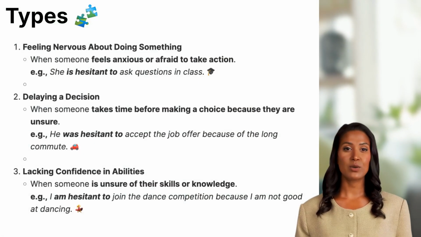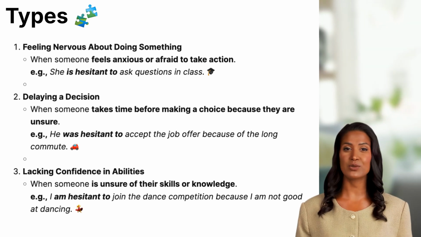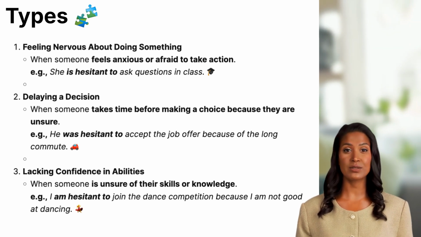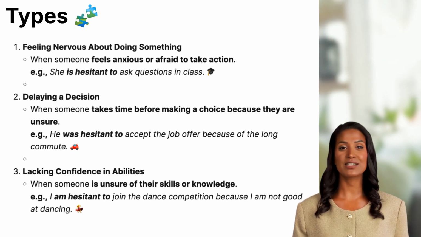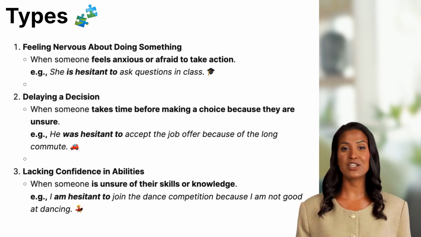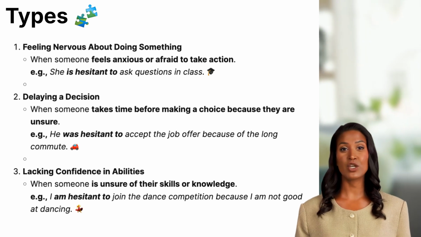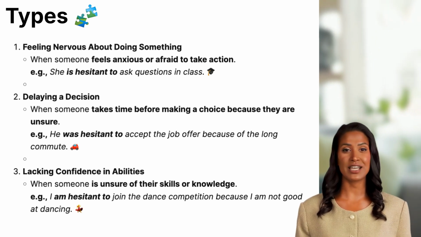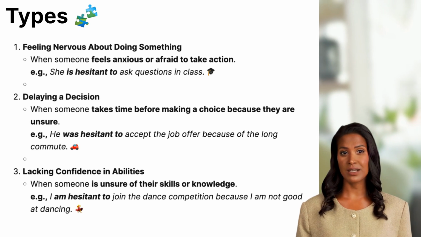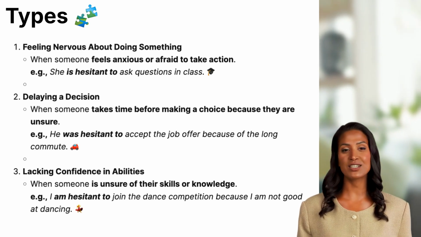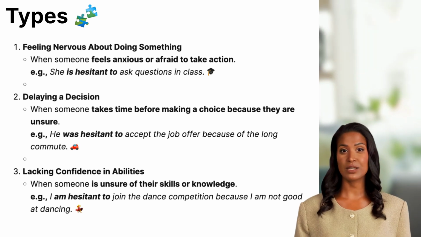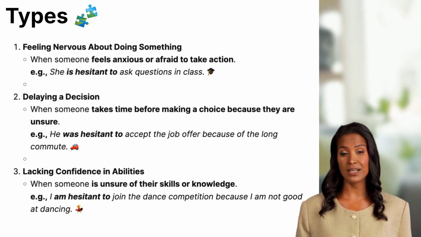In this section, we'll explore 5 common ways to use be hesitant to with clear explanations and examples. Let's dive in. 1. Feeling nervous about doing something? Use be hesitant to when someone feels anxious or afraid to do something. Example, she is hesitant to ask questions in class. This means she feels nervous or unsure about speaking up.